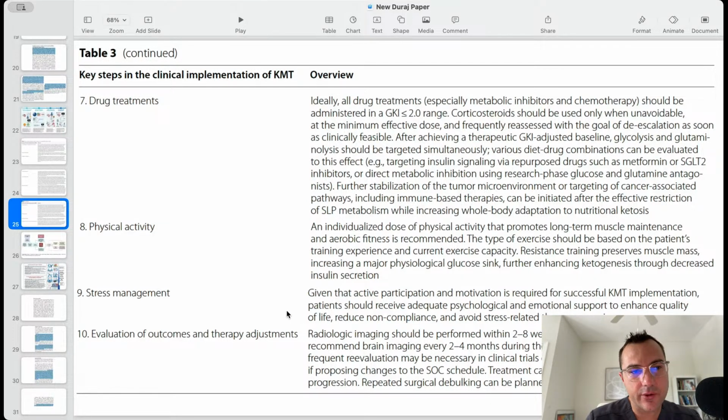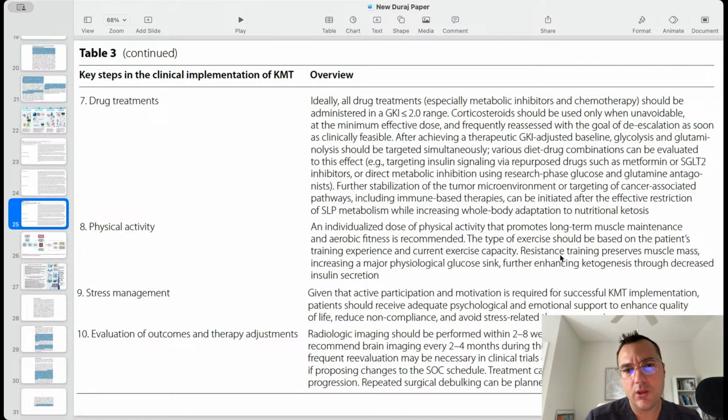Physical activity, stress management. So here's some more of the 2017 paper, Press Pulse, talking about some other things you can do, whether it be exercise as a way to, here it says, resistance training preserves muscle mass, increases a major physiologic glucose sink, further enhancing ketogenesis through decreased insulin signaling. And I think I have a whole video on exercise, and I'm not able to be very specific with the type of exercise that I recommend, just because the papers were fairly vague. Although I think it does make sense that resistance training be a cornerstone.